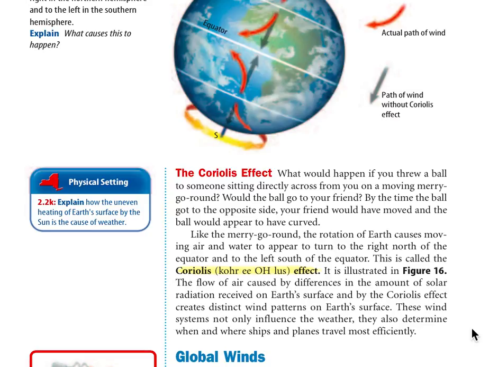The flow of air caused by differences in the amount of solar radiation received on Earth's surface and by the Coriolis effect creates distinct wind patterns on Earth's surface. These wind systems not only influence the weather, they also determine when and where ships and planes travel most efficiently.